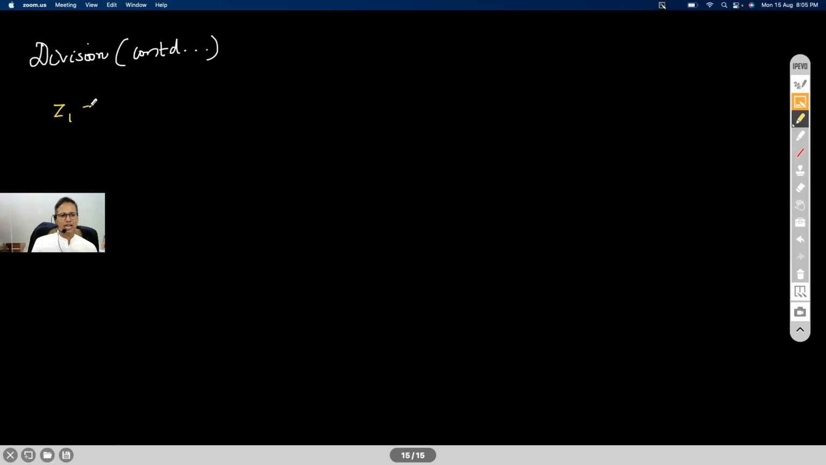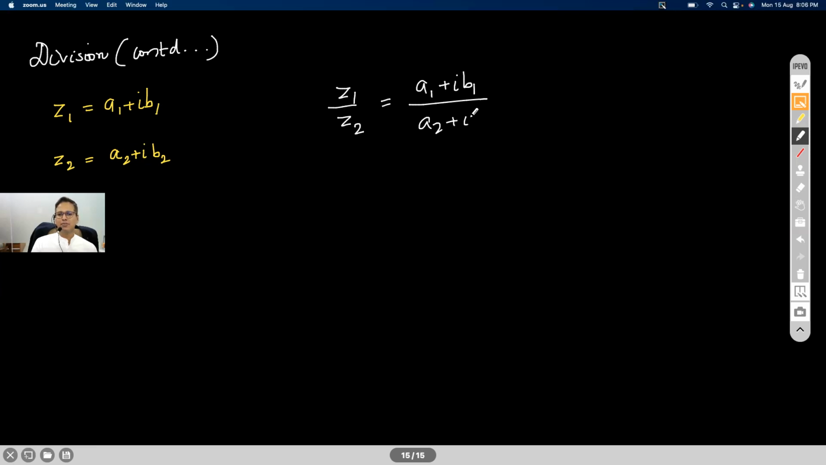So first of all, I will tell you the operation here. If I have two complex numbers, a1 + ib1 and a2 + ib2, and I want to divide one complex number by the other, please note that the result will also give you a complex number only. Let's say I call it c + id. Now I want to know what my c and d are in terms of a1, b1, a2, b2.